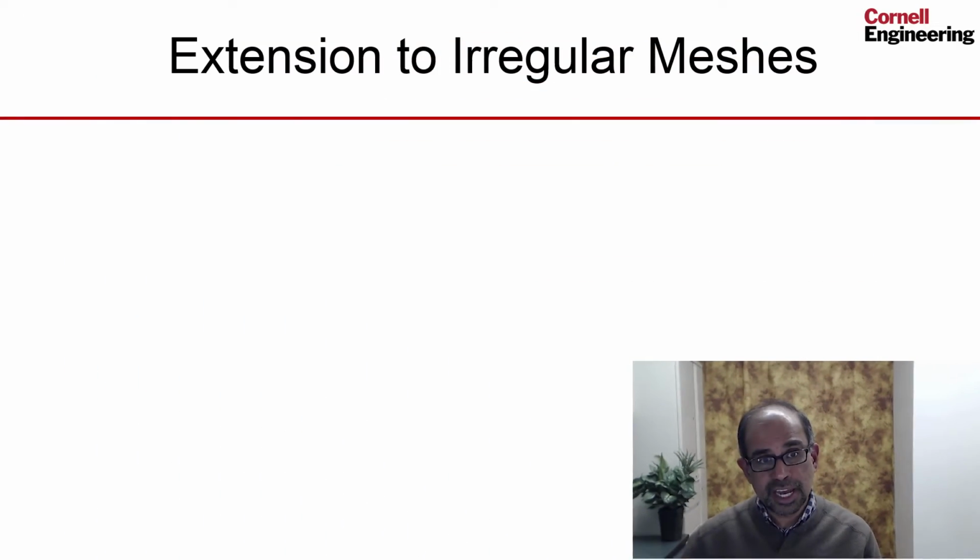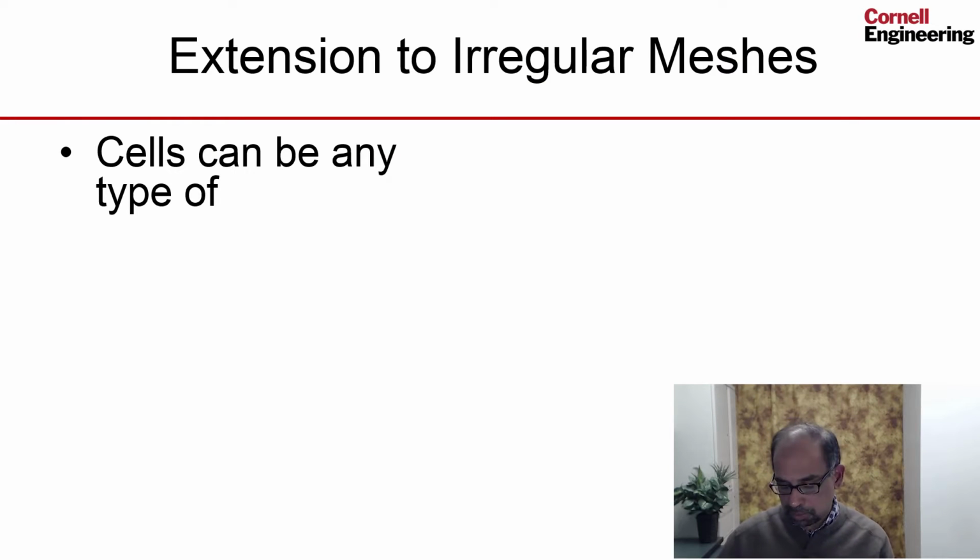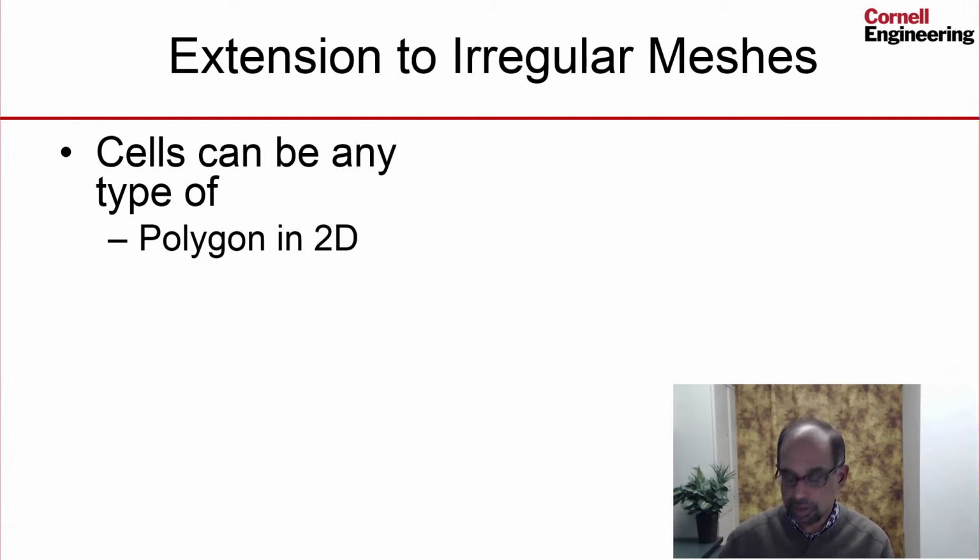In real-life applications such as flow over a car or flow over a wind turbine rotor, we have complex flow domains, and when we mesh these flow domains, we are going to get irregular meshes. It turns out that the finite volume method can be extended to deal with irregular meshes, and this is an advantage it shares with the finite element method. And the cells can be any type of polygon in 2D.